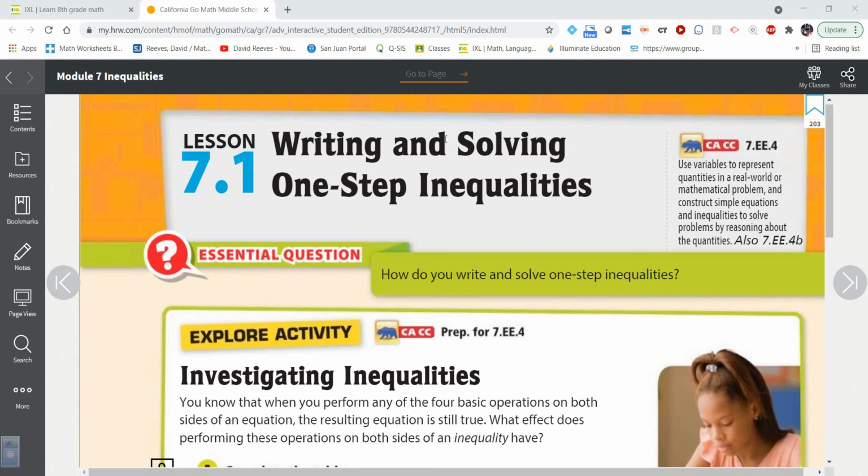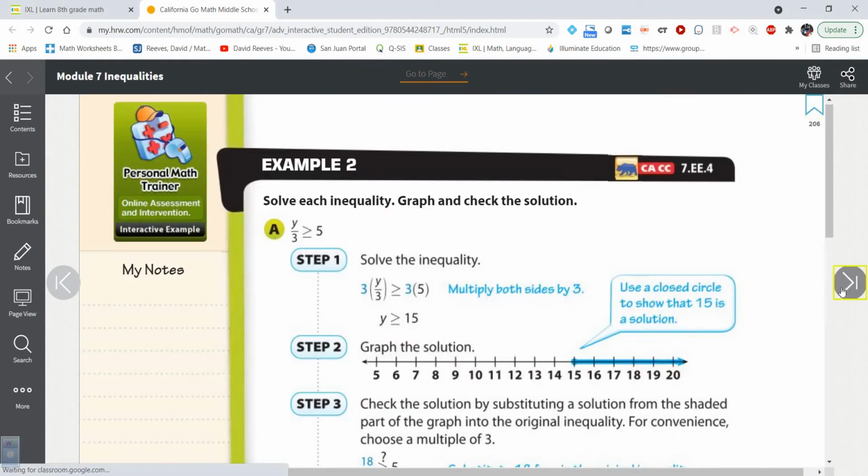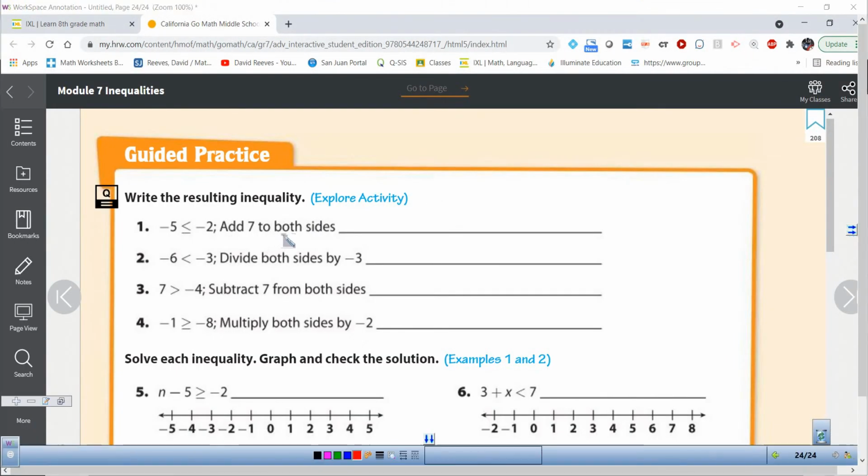So in the previous video, I introduced you, or maybe reviewed with you, what an inequality was and how we solve one-step inequalities. And in this video, I'm just going to go ahead and work through some practice problems like I often do. All right, here we go. I am on page 208 in lesson 7.1. So let's just dive in and do some of these problems.